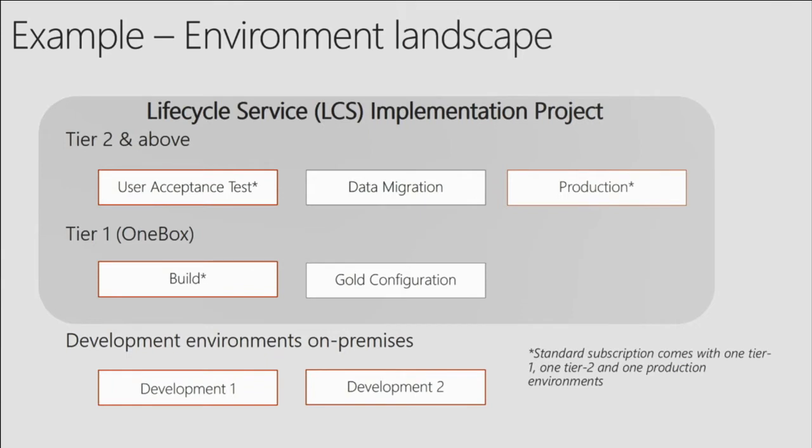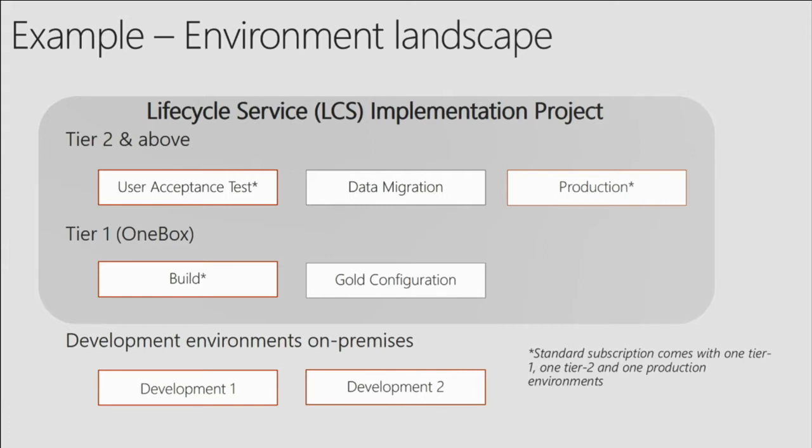When you purchase finance and operations, you are in a lifecycle services implementation project. This slide gives you a sample of the landscapes of a typical implementation. By default, with your standard subscription, you get 3 environments. You get a Tier 1 dev or build box. You get a Tier 2 sandbox, which you can use for data migration as well. And you also get on-premise VMs to develop on them. You also obviously get a production environment with your implementation.